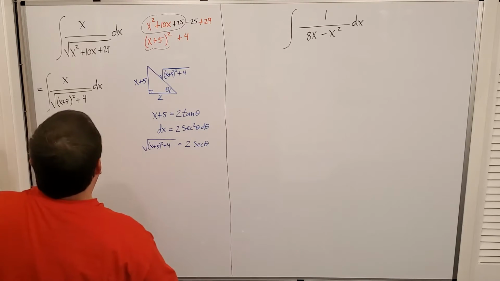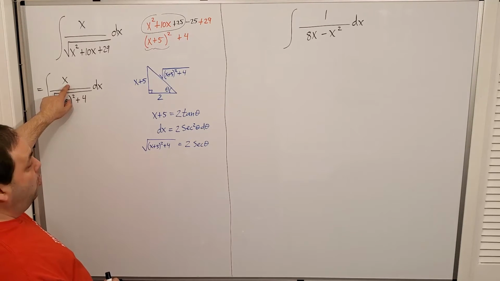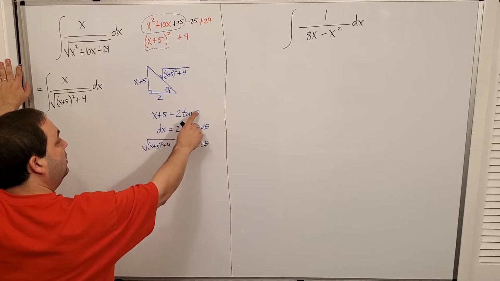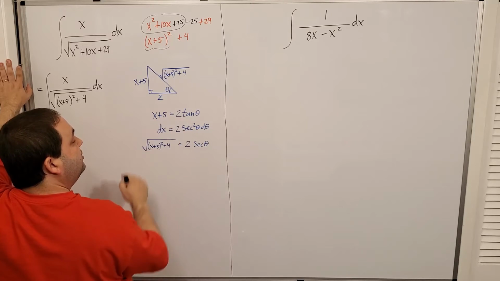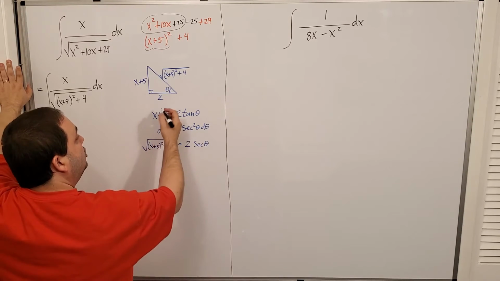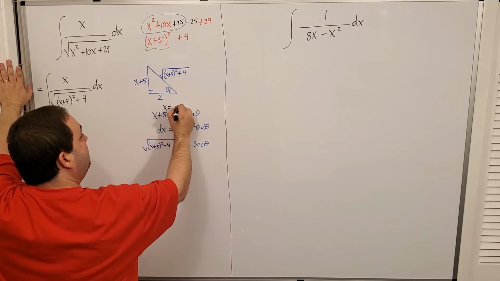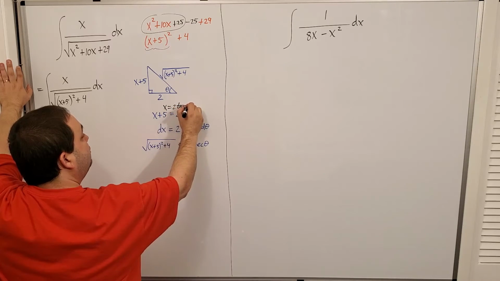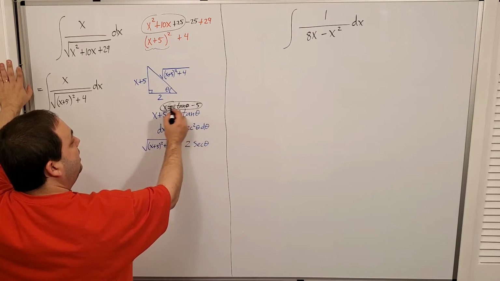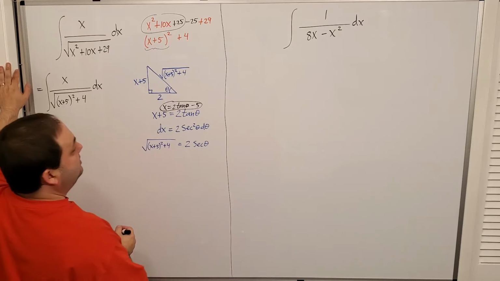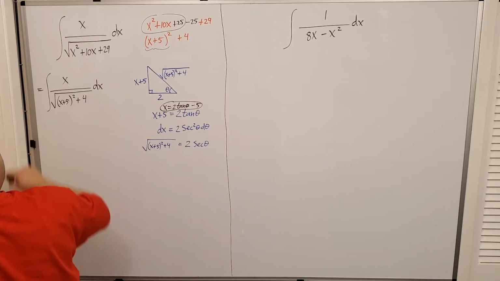Okay? To make this x work out for me, I'm going to have to do a little bit of solving here. Notice that x plus 5 is 2 tangent theta, so x is going to be equal to 2 tangent theta minus 5, right? I mean, it's the same thing. I just subtracted the 5 from both sides there. And that's what x is going to be here.